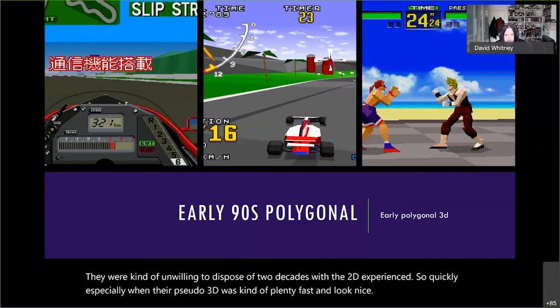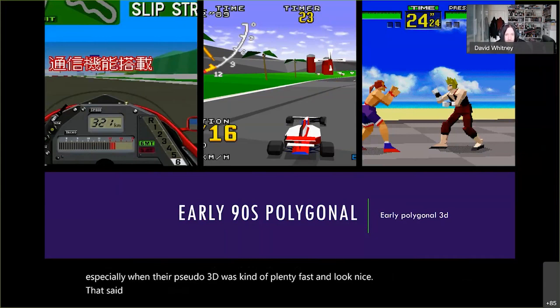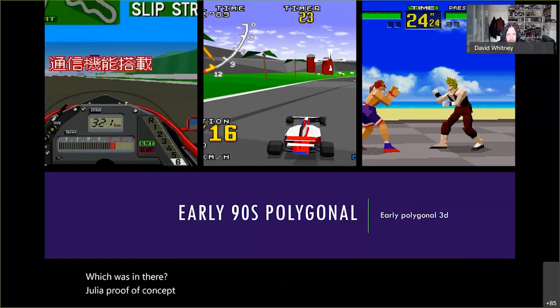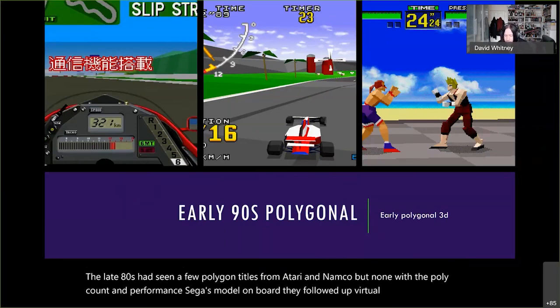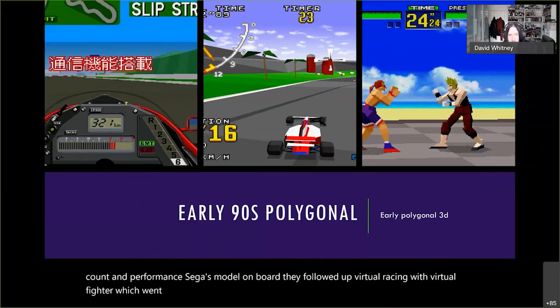That said, Sega themselves took their first stab at true 3D with Virtua Racing, and this was in August of 1992, which was initially a proof of concept for exercising a new 3D graphics platform that they called the Model 1. The late 80s had seen a few polygonal titles from Atari and Namco, but none with the poly count and performance of Sega's Model 1 board. They followed up Virtua Racing with Virtua Fighter, which went on to become another huge hit and ubiquitous in arcades everywhere.